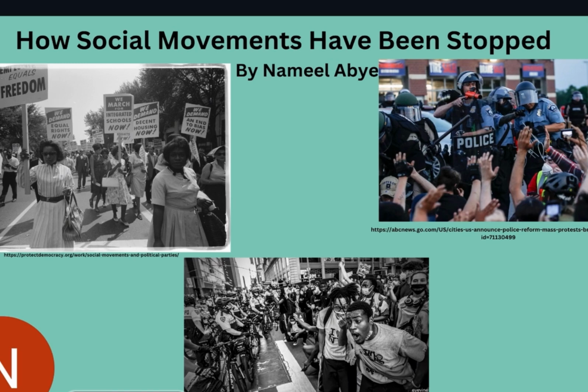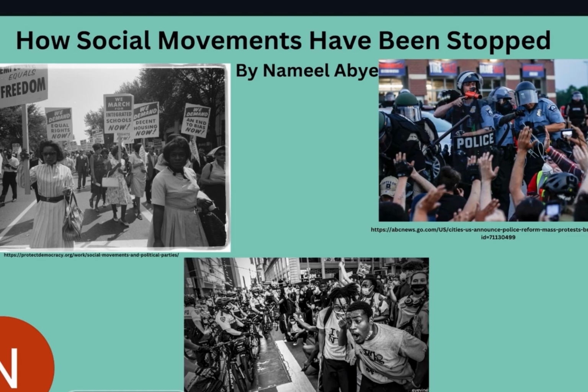Today I'll be talking about how social movements have been stopped in the past. Social movements seeking justice and equality have faced significant challenges throughout history. Many have been stopped due to a combination of internal and external factors. Internally, movements may falter due to lack of organization, leadership conflicts, or insufficient resources. Externally, movements are often disrupted by coordinated efforts to delegitimize their causes, infiltrate their ranks, or use brute force.